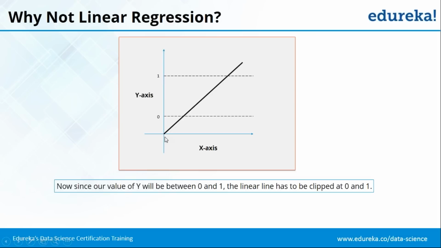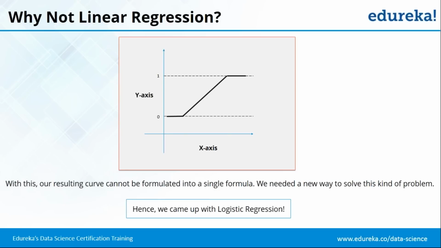But the best fit line for a linear regression is this, right? And as you can see, it is crossing 1 and is also going below 0. But our y value cannot be below 0 or above 1, right? It could either be 0 or 1. If we were to clip the line, the only solution that we can see over here is that we have to clip the ends of this best fit line, right? So when we clip the line, it comes out to be like this.